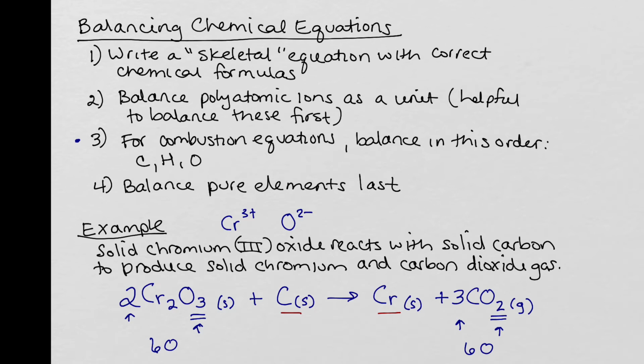And now I can go and balance my chromium and my carbon. So if I look at chromium next, now I put a 2 here, so now I've got 2 times 2 is 4 chromium on the left-hand side, on the reactant side. And on the right-hand side, I just have 1 so far. So if I put a coefficient of 4 in front, that would balance my chromium. Then I would have 4 chromium on the product side and 4 chromium on the reactant side.